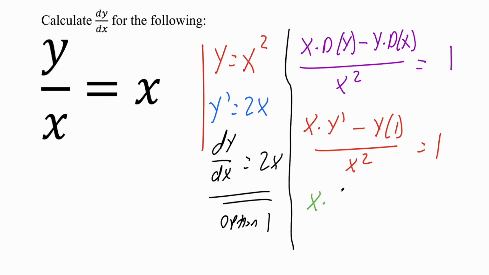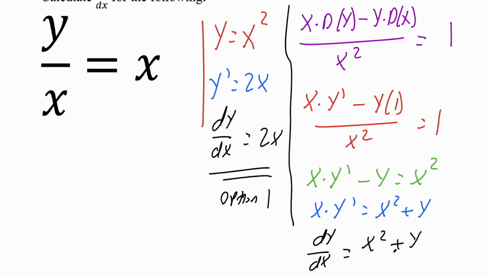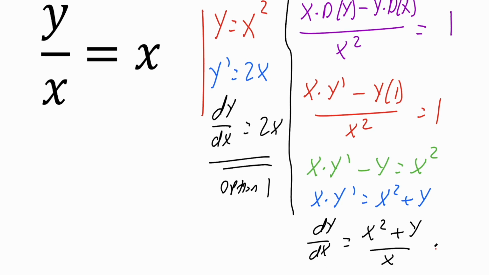Okay, we can multiply x squared here, multiply x squared there. We get x times y prime minus y is equal to x squared. We'll add y here, add y there. We get x times y prime is equal to x squared plus y. And our final thing, divide by x, and we get y prime. Save a little bit of space. I'm going to say we have dy over dx is equal to x squared plus y divided by x. And we can label this as option 2.